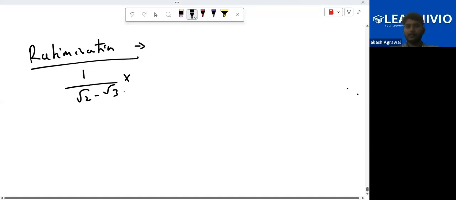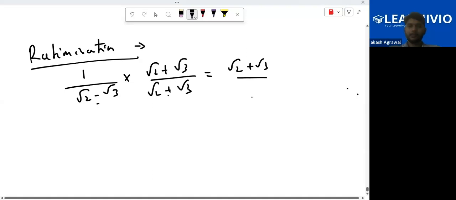So 1 upon root 2 minus root 3, we used to multiply by changing the sign, and it used to become a square minus b square, so 2 minus 3, so it is minus root 2 minus root 3. This was the process of rationalization. Same thing we use in limits.